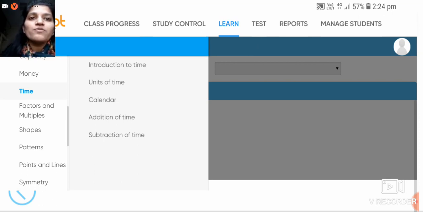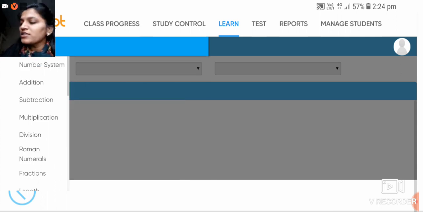In next session we are going to see about calendar, addition of time, subtraction of time. Okay, we are going to see only calendar as we have only calendar in our syllabus. Okay, so students, addition and subtraction of time also we are going to see. Why? Because it decides the duration of days or duration of time. So we are going to solve.